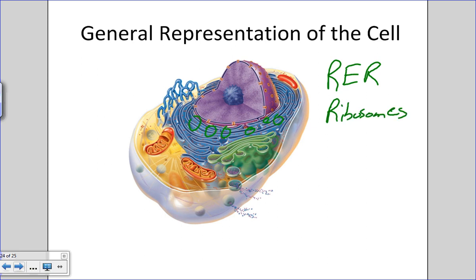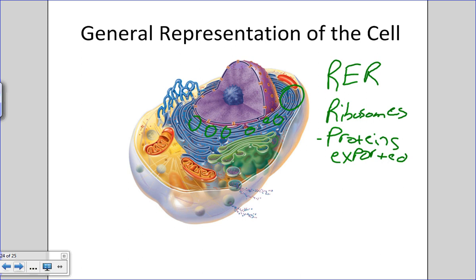As I mentioned before, ribosomes are the sites of protein synthesis. So you can guess then what the rough endoplasmic reticulum's main job is. This is where we make proteins. More specifically, proteins that are to be exported. So typically proteins that are synthesized in the rough endoplasmic reticulum are exported out of the cell.